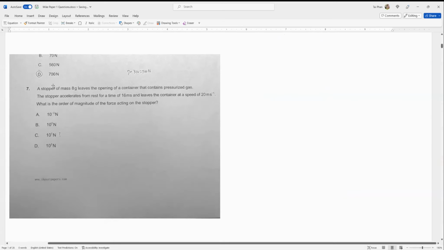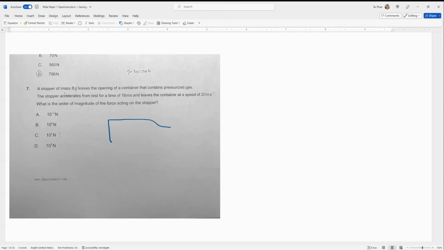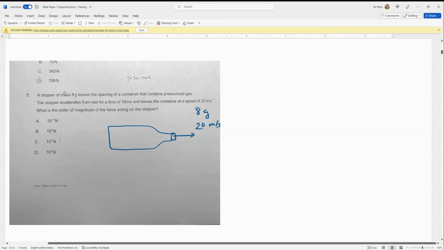The next one: a stopper of mass 8 grams leaves the opening of a container containing pressurized gas. We have a bottle like this containing gas at high pressure, and a stopper here, like an alcohol bottle containing champagne, for example. This stopper leaves at a speed of 20 meters per second. The mass is 8 grams. This is a problem about momentum, because we are given the mass and the velocity.